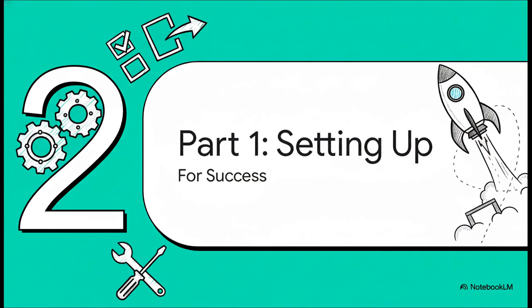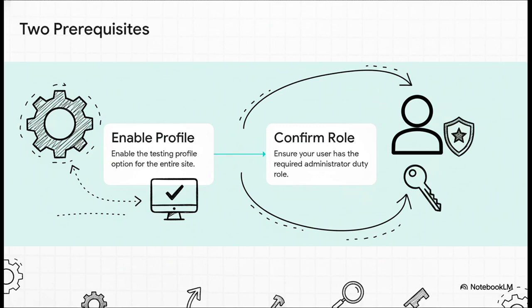Okay, so before we can actually run a simulation, we've got to make sure our environment is ready to go. Don't worry, there are just two quick prerequisites we need to take care of first. It boils down to this. First, we need to flip the switch that enables testing for the entire site. And second, we have to make sure your user account has the specific permissions it needs to actually run these tests. Let's take a quick look at each one.